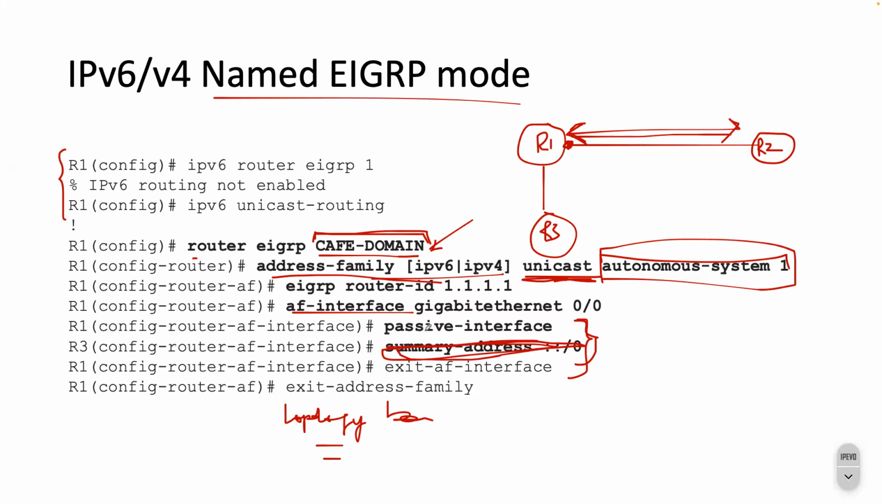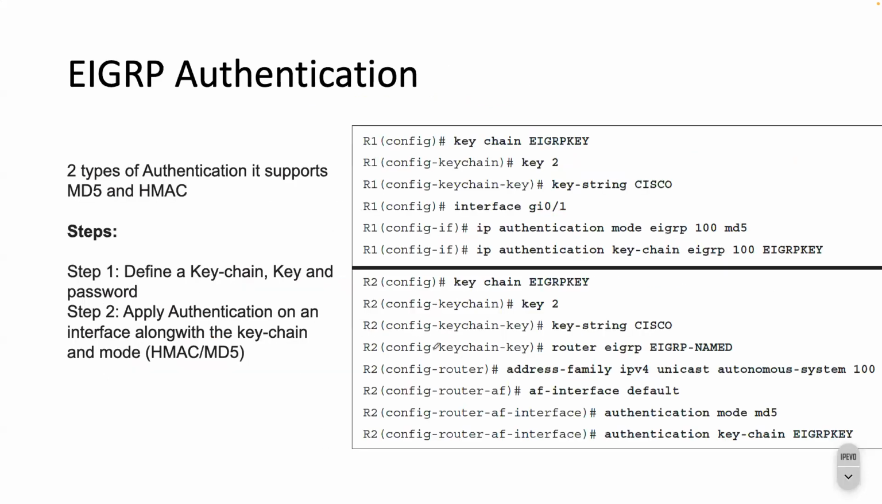However, if I want to define this particular interface as passive, this is the only command. But this will be coming under this AF interface level. You change that level and define a passive interface. Summary address is a different concept, doing the summarization. Same way authentication also you will define under the interface.